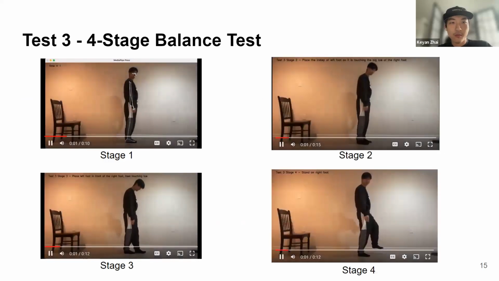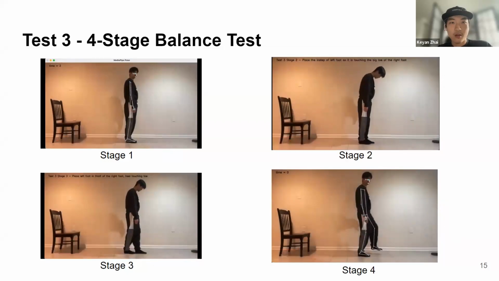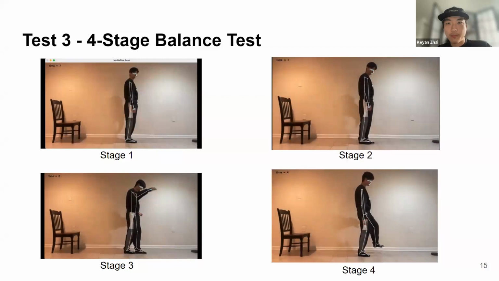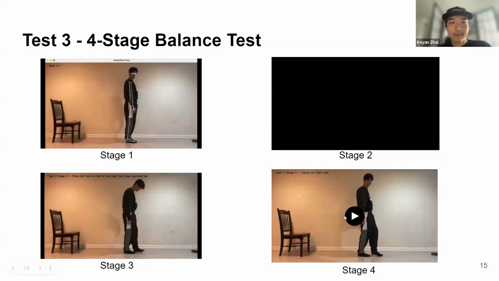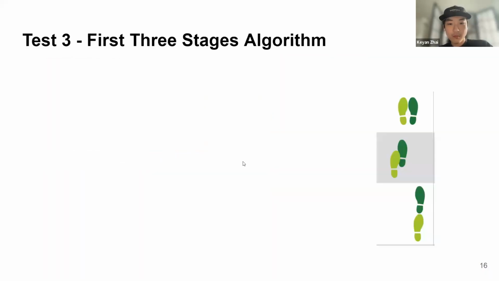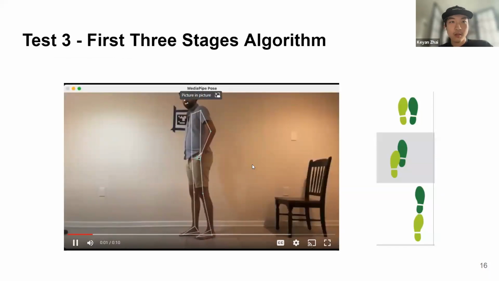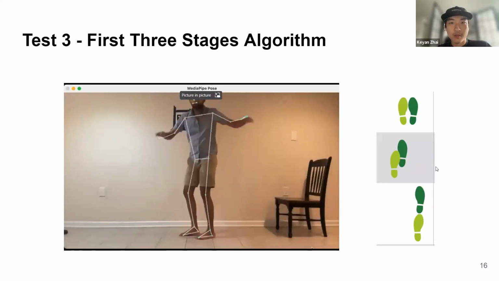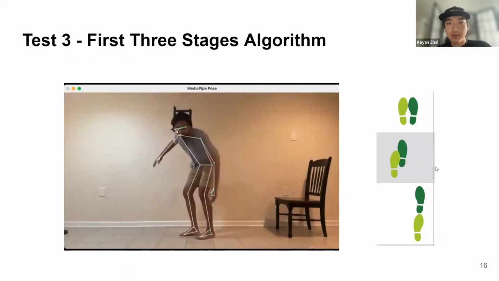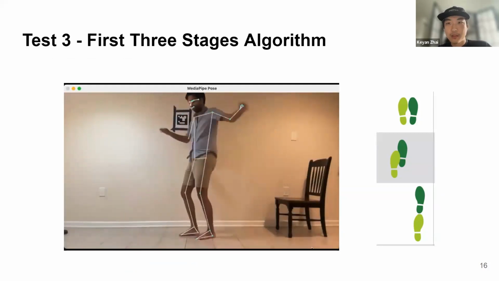Shown here are all 4 balance tests. Our algorithm looks at the feet to determine if the user is able to keep balance. If the user moves their feet or loses balance, then the user fails the test. For the first 3 stages, both feet are on the ground. As a result, we use the same algorithm to determine if the user moves their feet.